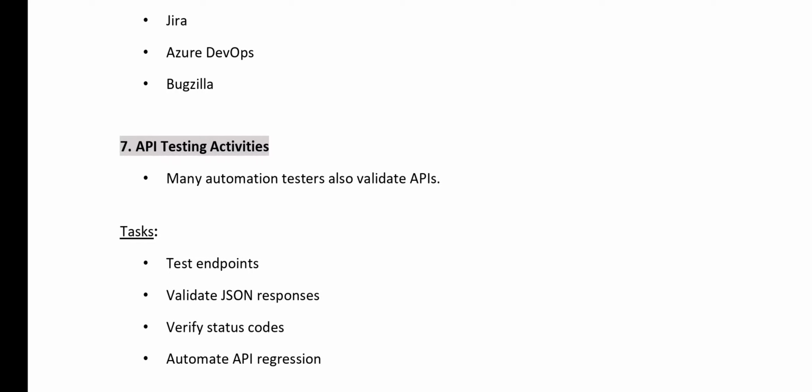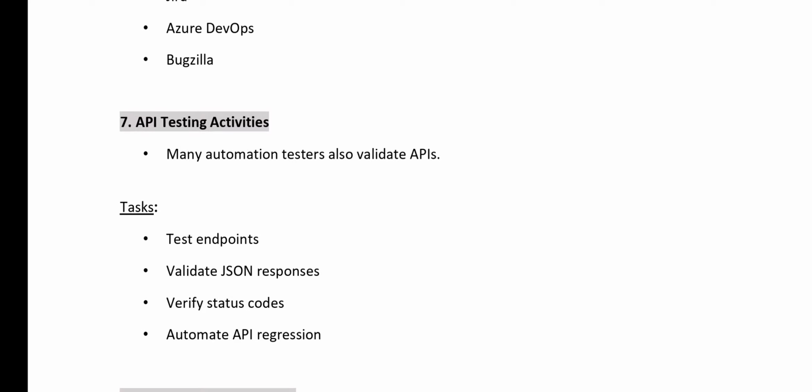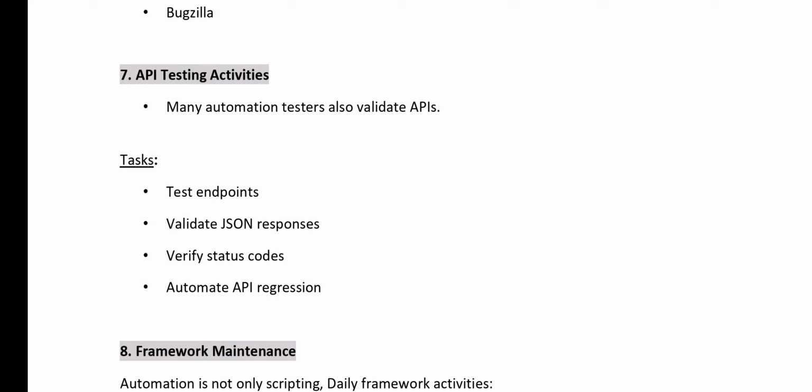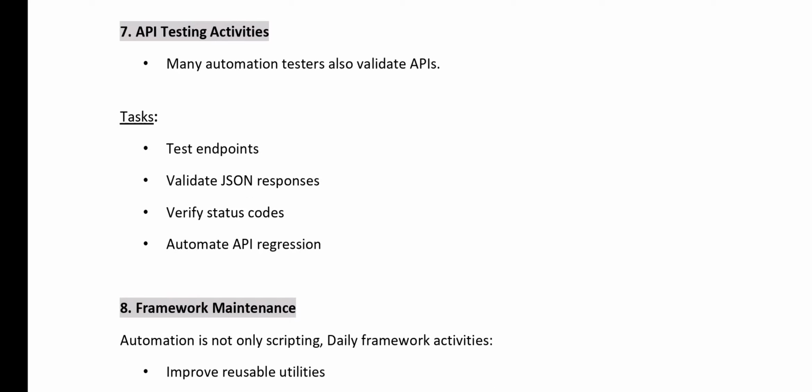Comes the API testing part. So many automation testers working in projects also perform and validate the given APIs. That's nothing but API automation, and also validating the APIs using manual tools like Postman. Okay, so the tasks we do in API automation are testing the endpoints, validating the expected JSON responses, verifying the status codes, and automating API regression.